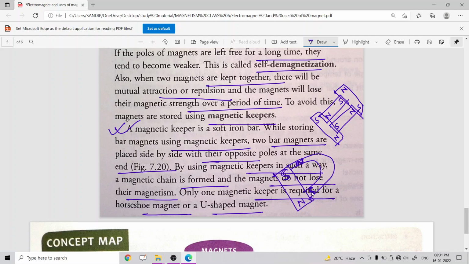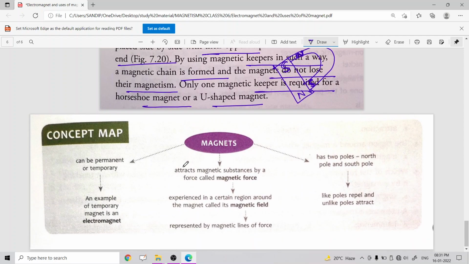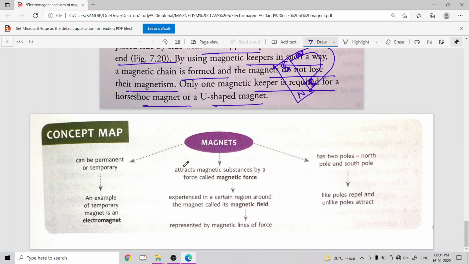So this is the care and storage of magnets. In this chapter you learned about magnetic force, magnetic field, which is generally represented by magnetic field lines, the two poles, north pole and south pole, and different properties of magnets and magnetic field lines. Also different types of magnets, that means temporary magnet and permanent magnet, how we can create a temporary magnet, and different methods of making one. So this is the end of today's class.